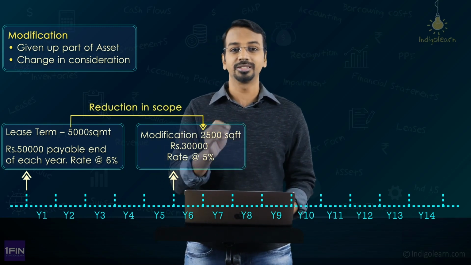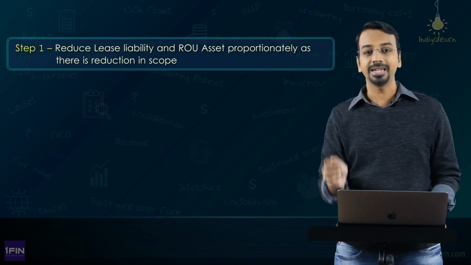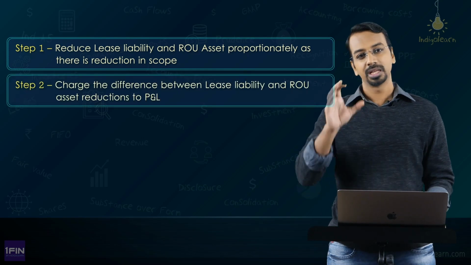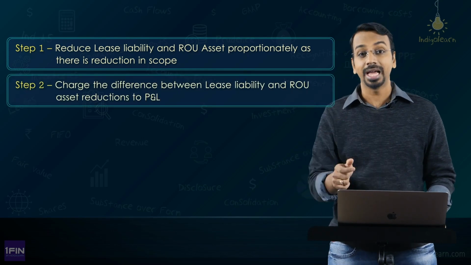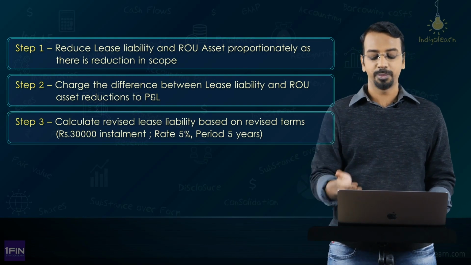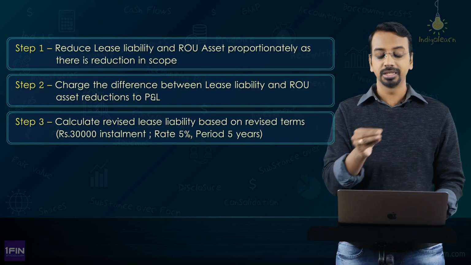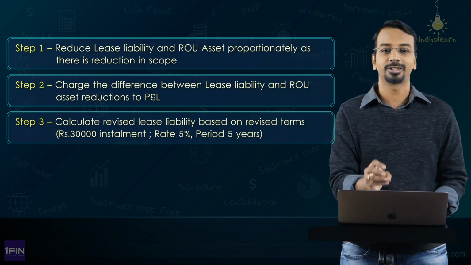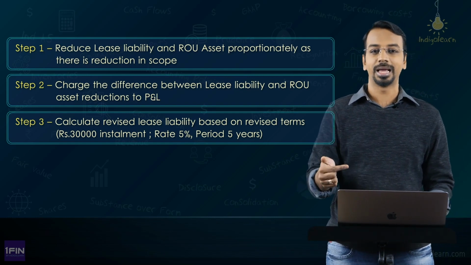So, if there is a reduction in scope, first thing that you need to do is reduce the right of use asset and the lease liability proportionately, and any difference should be charged off to P&L. After you finish this activity, then you calculate the revised lease liability based on the revised payment of 30,000, the balance lease term of 5 years because from year 6 to year 10 and the revised discount rate of 5%. Then you will recompute the lease liability.